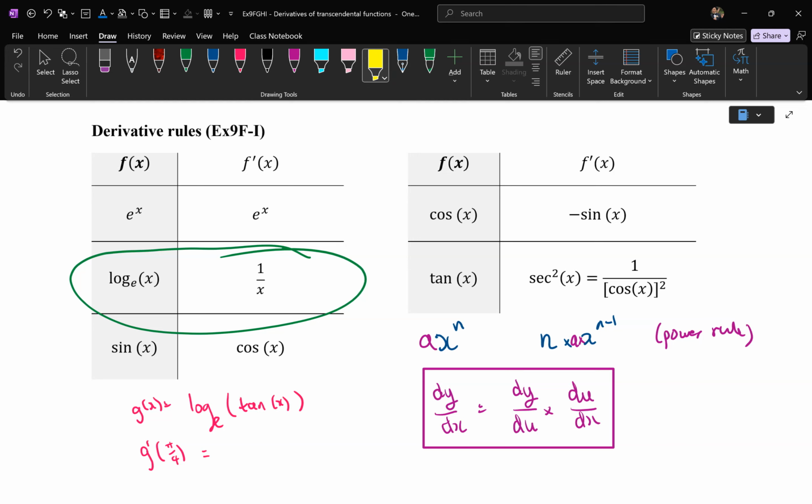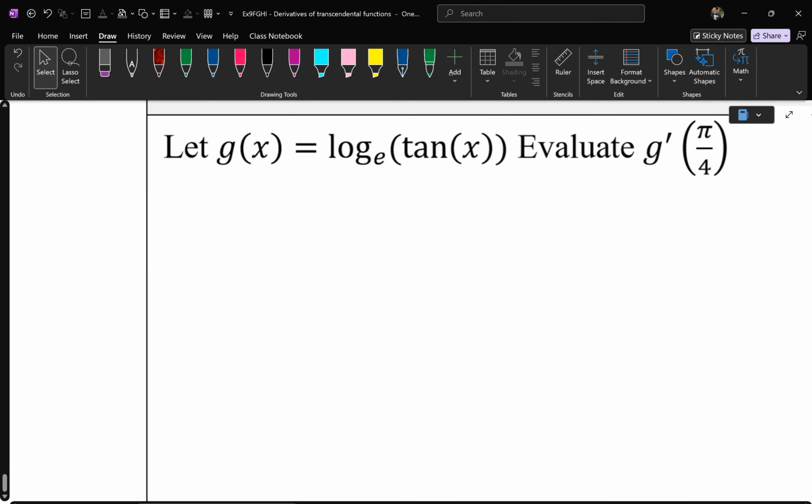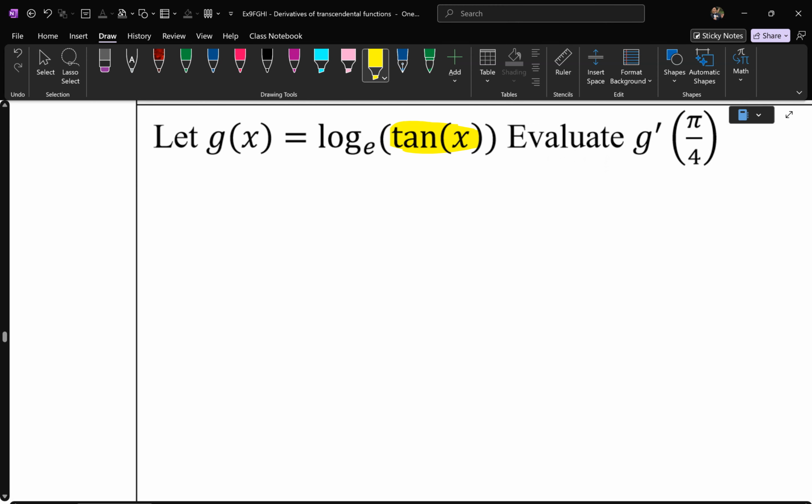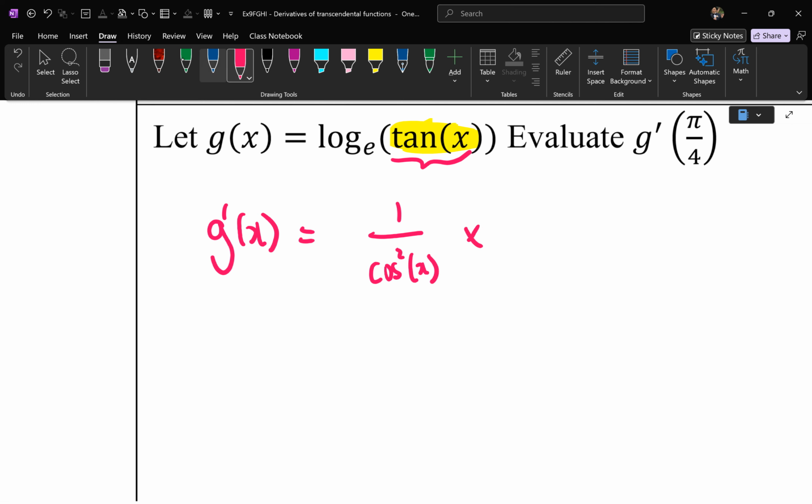The log function. The only problem is instead of log e of x, I've got log e of tan of x. So that means when you're doing this question, what's the problem? It's that tan of x. That's what you would have let u equal to, but we're going to do a quick form of it. Derivative is, find the derivative of tan of x, which we know is, very good. So the derivative of this gives you 1 over cos squared of x. That's your delta u delta x.